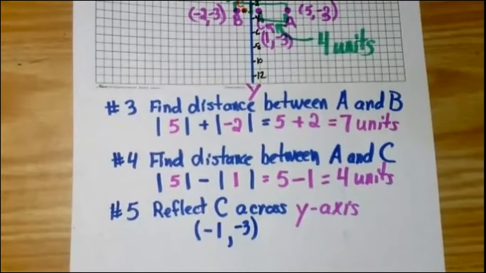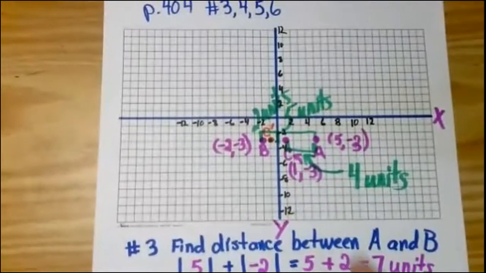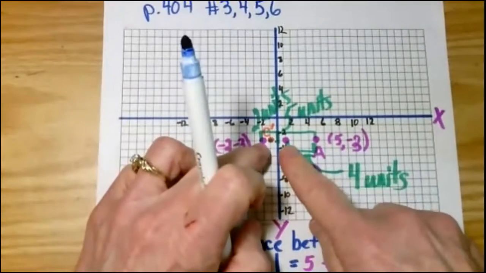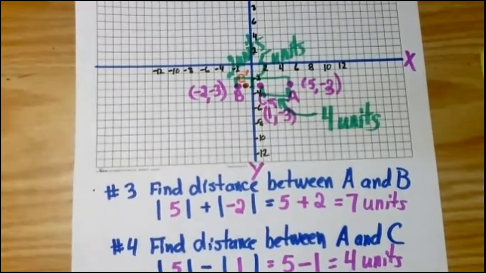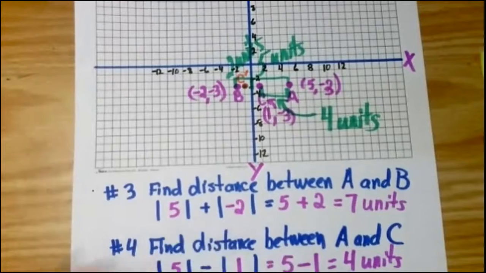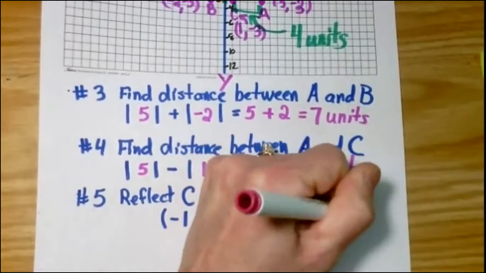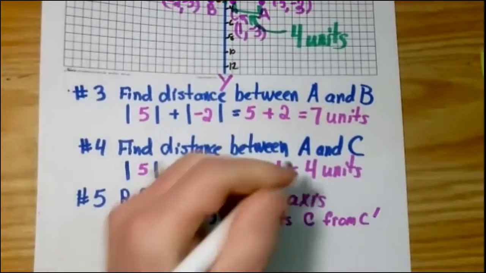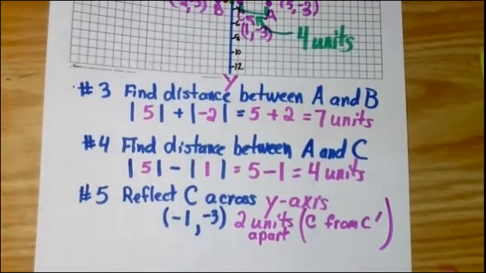Here we are. And the question was asking us, what is the distance from point C to point C prime? So we got the coordinate of the point. What is the distance now from point C to C prime? How many units have we gone? 1, 2 units. So the answer then, put it in pink, the answer is 2 units. So point C from C prime are 2 units apart.